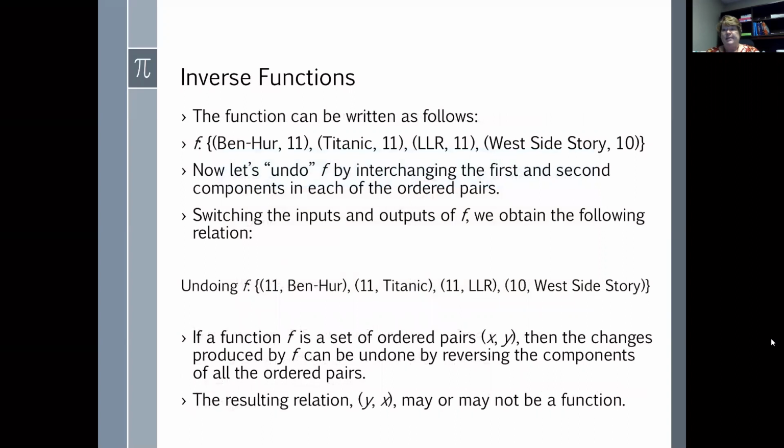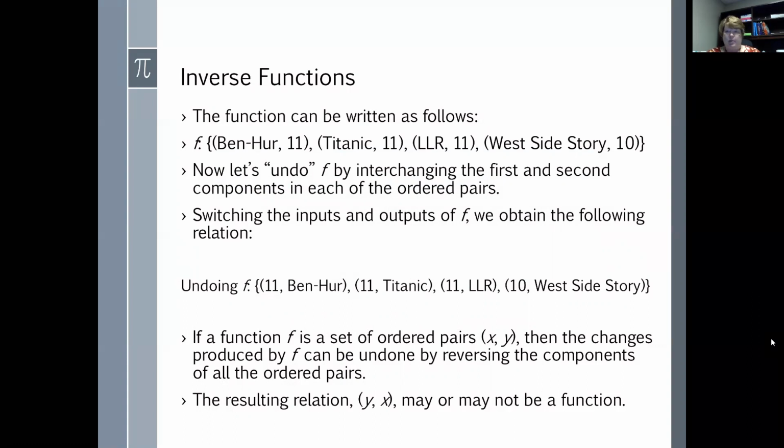We could write this function as a set of ordered pairs. We could call it f, and f would consist of the ordered pairs Ben-Hur 11, Titanic 11, Lord of the Rings 11, West Side Story 10. A function can be defined using a set of ordered pairs as long as no first coordinates of our ordered pairs repeat. All elements in the domain can go to only one element in the range.